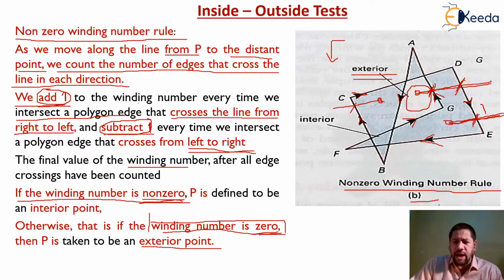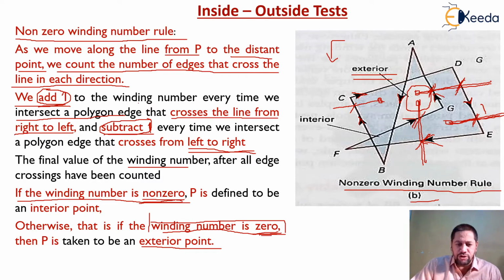Getting me? You can take any other example also. Suppose this is my point, and I take this as my line. My line is moving from inside to outside. So what is my first edge? Yes, it has a direction, so I'm going to add 1. Here is another edge. These two have different directions. This one is moving in this direction, and this one is moving in this direction. So 1 is added, 1 is subtracted. The answer I will get is 0.